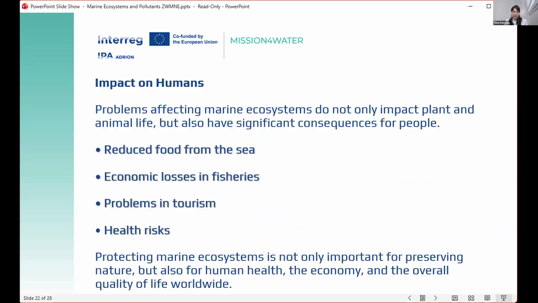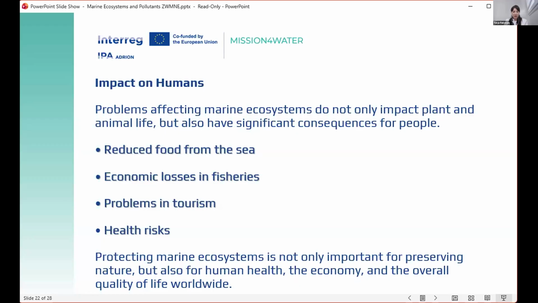This also has an impact on humans. Problems affecting marine ecosystems do not only impact plant and animal life, but also have significant consequences for people, because millions of people around the world depend on seas and oceans as a source of food, employment, and income. Reduced food from the sea, declining fish populations, and the degradation of marine habitats lead to lower catches of fish and other marine organisms. This can threaten food supply, especially in countries where fish is an important part of the population's diet.